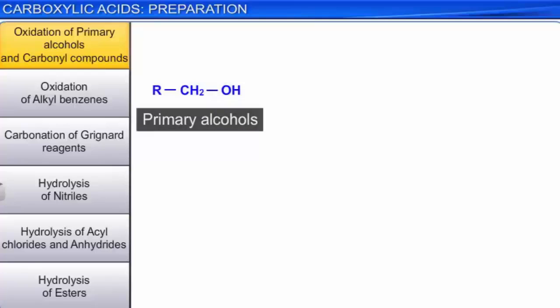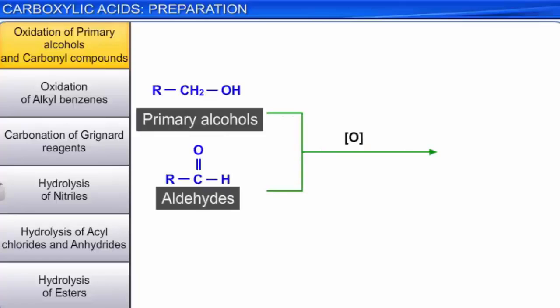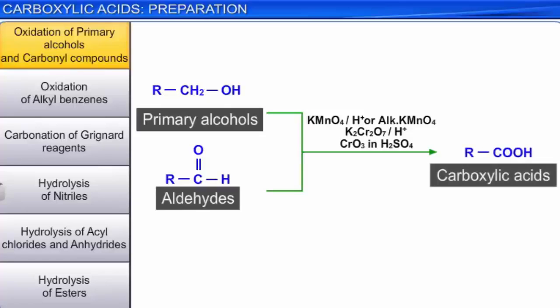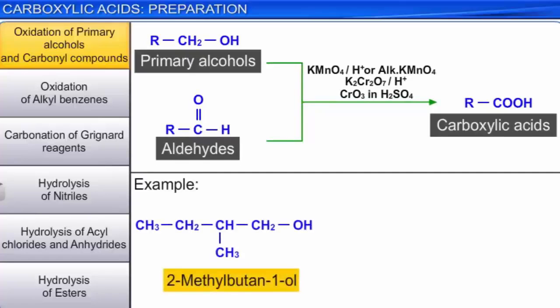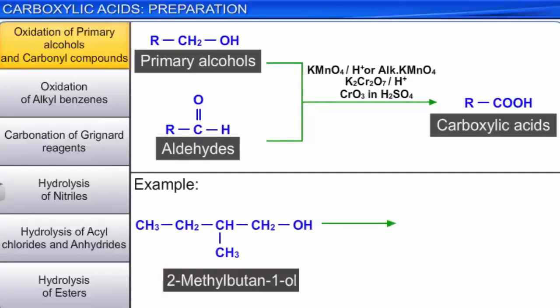Primary alcohols or aldehydes, on oxidation with oxidizing agents such as acidified or alkaline potassium permanganate, acidified potassium dichromate or chromium trioxide in sulfuric acid, give carboxylic acids with the same number of carbon atoms. For example, 2-methyl-butan-1-ol on oxidation with acidified or alkaline potassium permanganate gives 2-methyl-butanoic acid.